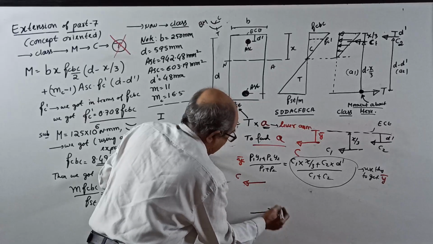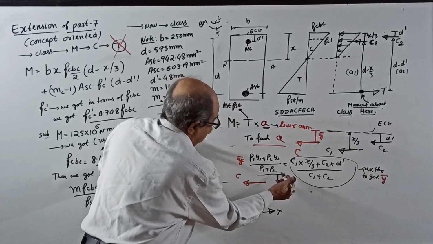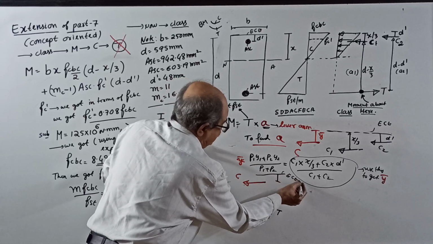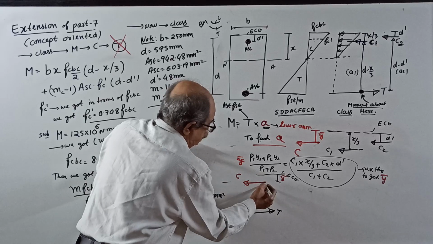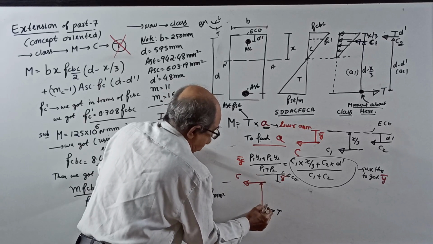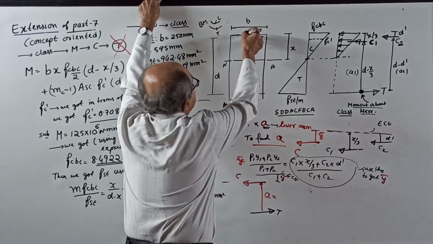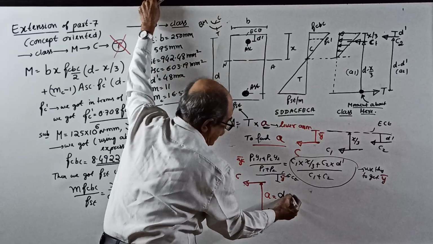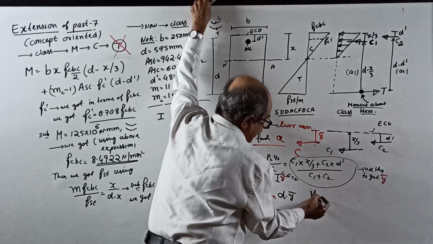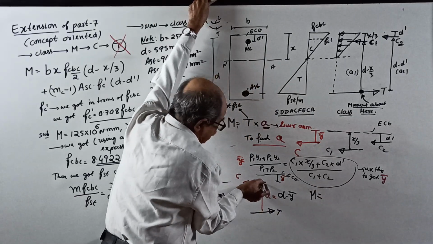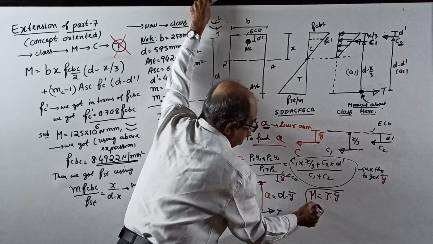Tension here. Extreme edge. This is y bar. From the extreme compression edge, this is y bar, then your lever arm equals the new lever arm A, equal to from center here to extreme edge, d minus y bar. Then you write your expression for M by taking moment about this point. It is T into y bar, that will give the answer.